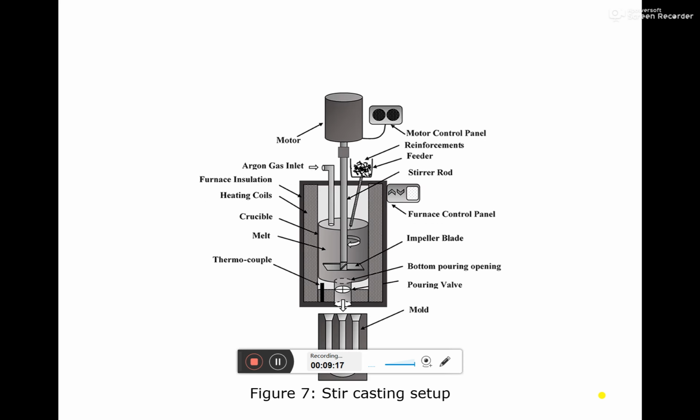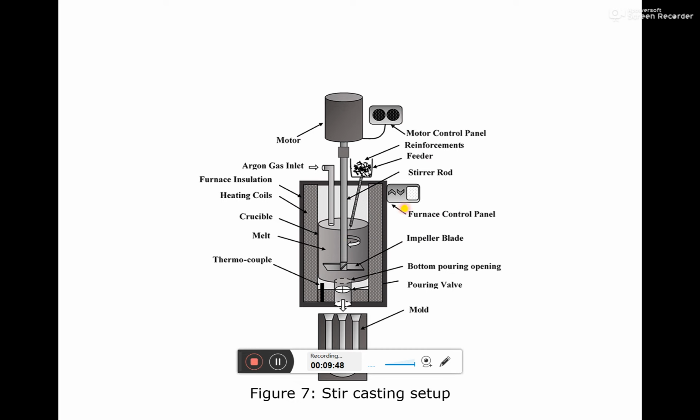Okay, so this is the layout. You can observe how this particular stir casting setup is going to look like. You can see that this is the setup related to the stir casting. It especially consists of one furnace. This is the entire furnace you can see.